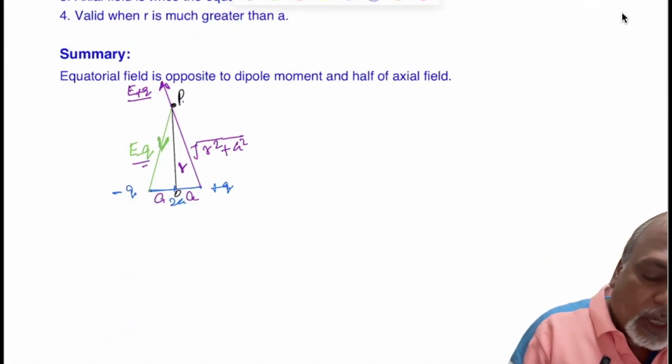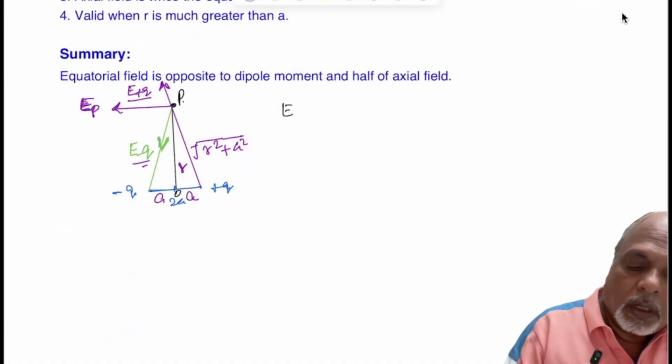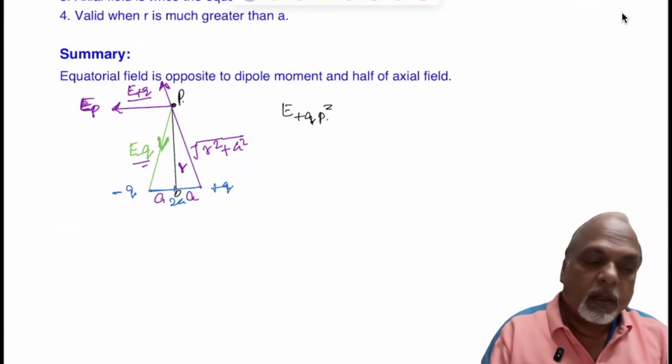Now if we find out the resultant of this, it will be like this. Correct? So let us see, what is E plus Q due to plus Q? What is the field at P?